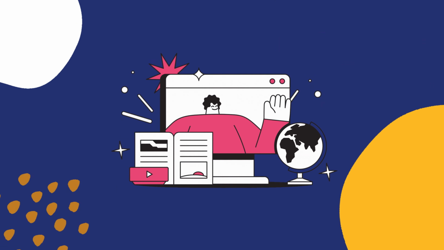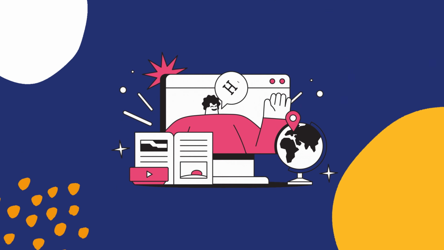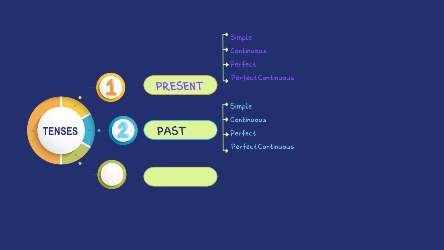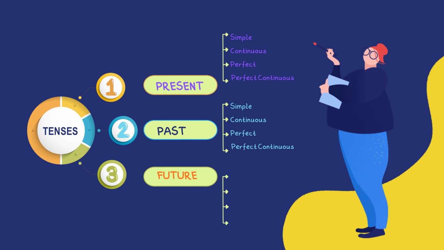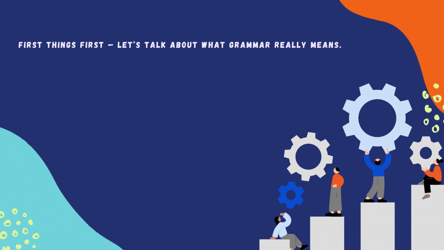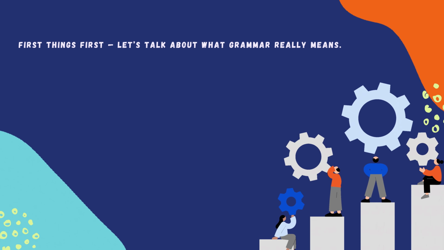I'm Fabio. Today we're gonna close, once and for all, the entire history of English tenses. We'll start from zero, from where grammar actually begins, and go all the way to the most advanced tense structures, in a way that finally makes sense and sticks forever. First things first, let's talk about what grammar really means.